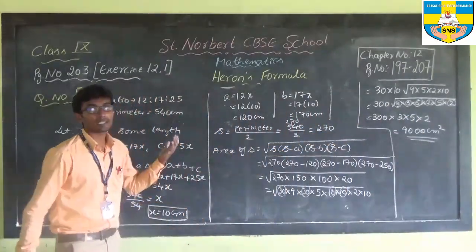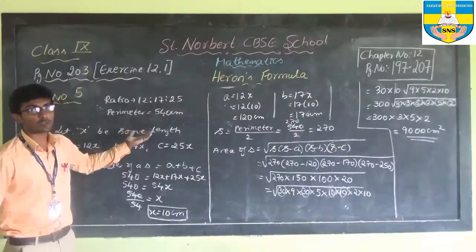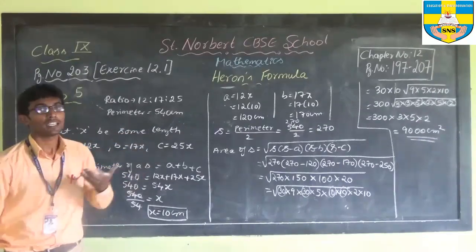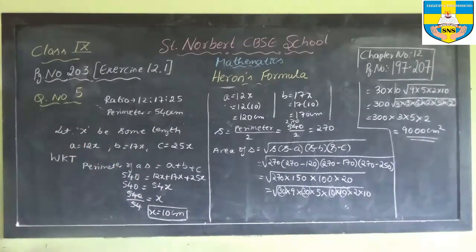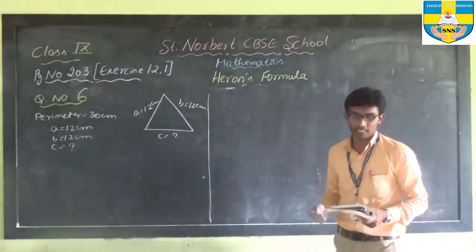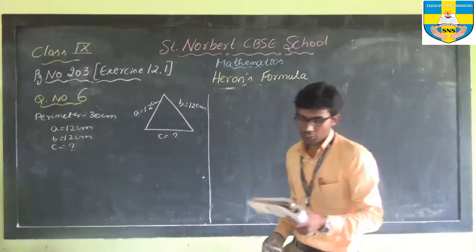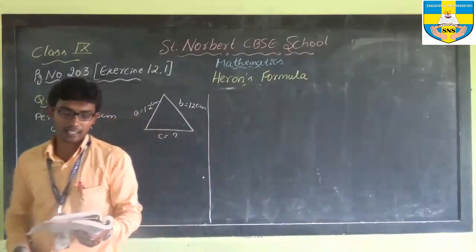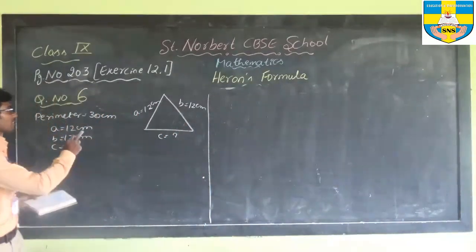Pause the video and try to take this down in your classwork. Then I will be coming with the next problem. Let us start the last problem of exercise 12.1. When you read the question, there is an isosceles triangle and it has a perimeter of 30 centimeter.